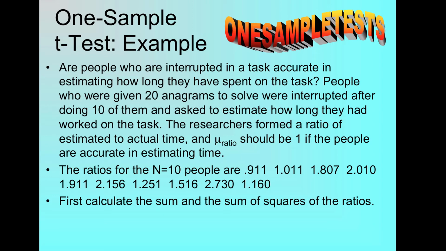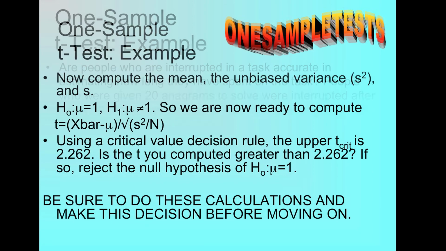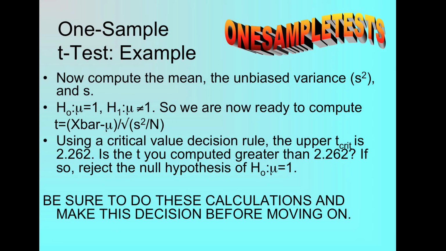Alright, hopefully you've done that. I'm going to continue. Okay, now compute the mean of those 10 ratios and the unbiased variance and s. The main thing you're going to need is the mean and s squared here. Go ahead and calculate that. Pause the video so that you can do that. And I will continue now.